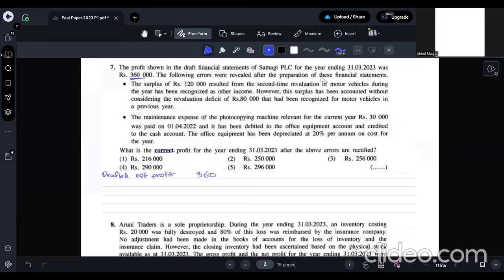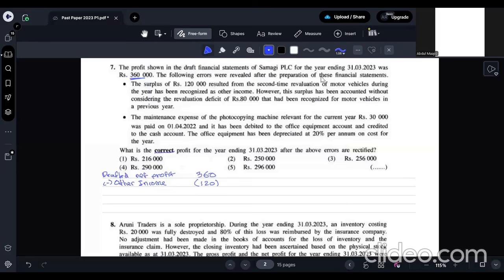The surplus of 120,000 resulted from the second time revaluation of motor vehicle during the year has been recognized as other income. Now surplus from revaluation is not other income, right? That is other comprehensive income. So we do not include that in profit. Other income is added to profit, right? Then what you have to do, you have to remove this surplus from your drafted profit. Minus other income. They recorded as other income, right? Minus other income 120.